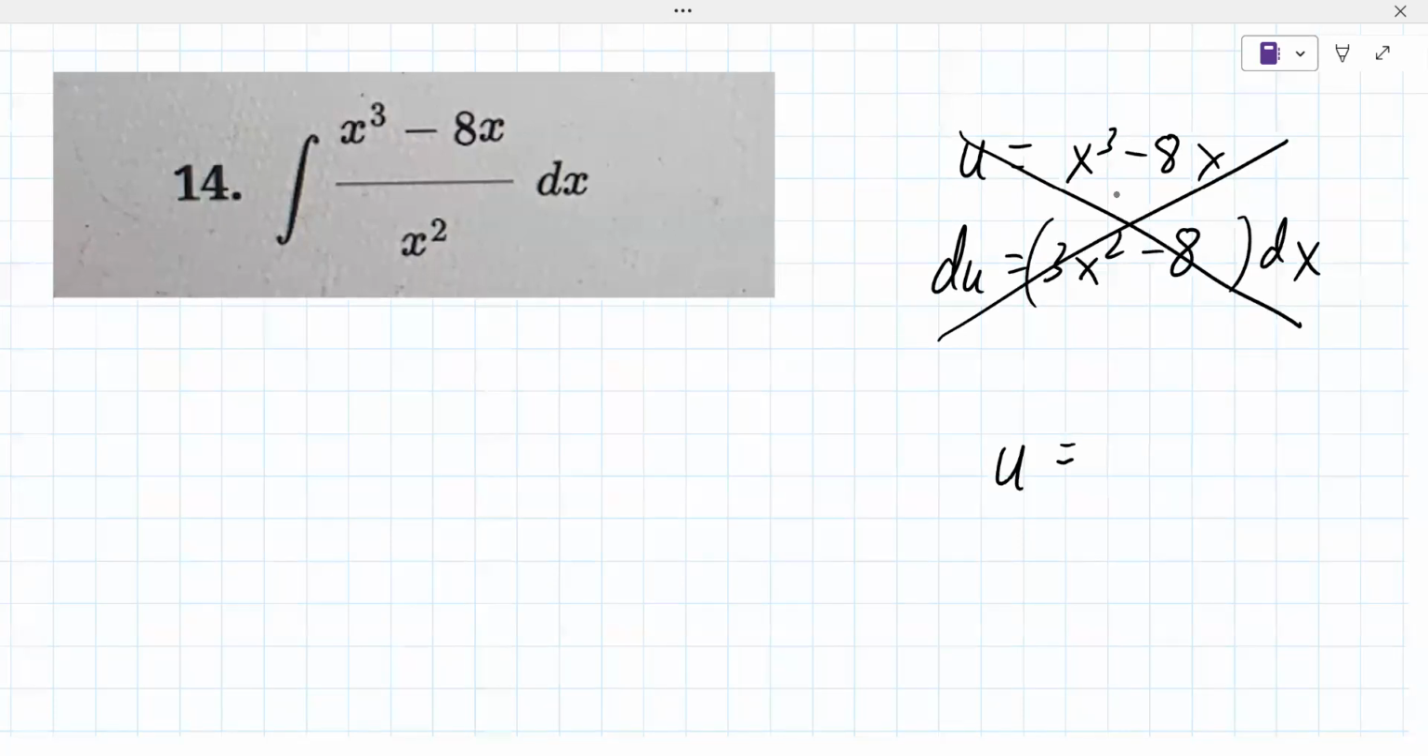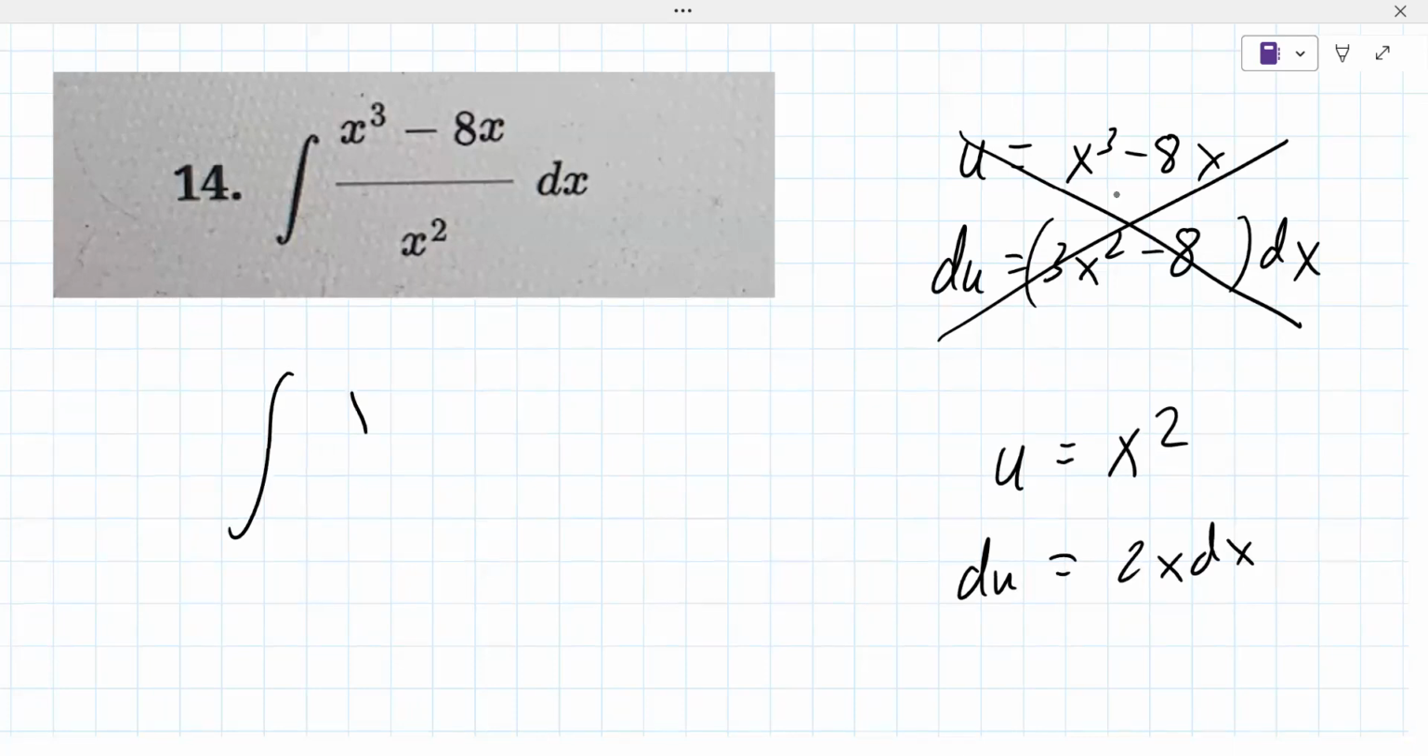You might think, okay, well, let's make it the bottom. Well, du is 2x dx. That's not great either. So sometimes we miss the obvious thing here. The more integrals you do, sometimes you forget. Sometimes we make things harder than they are. You just need to divide both of these by x squared.